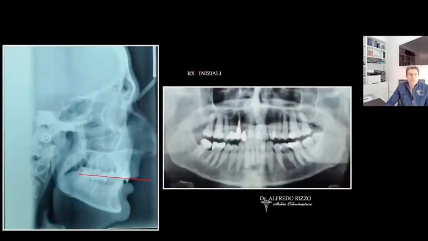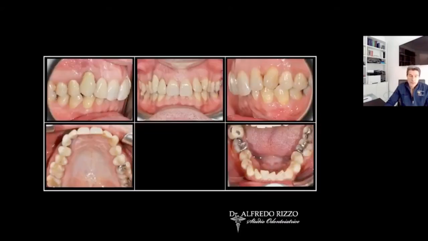And here is another clinical case. This is an adult patient with a deep bite, which in this case is mostly due to the position of the lower incisors, not the upper incisors. We also see an orthopedic construction, the restorations in the mouth.